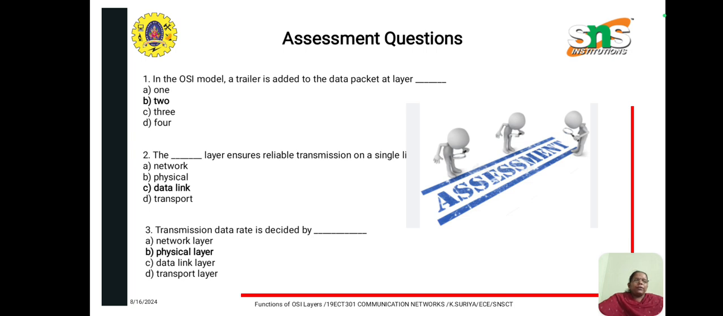Let us take up a few assessment questions. In the OSI model, a trailer is added to the data packet at which layer? Yes, it is at layer 2. The dash layer ensures reliable transmission on a single link. It's nothing but the data link layer. Transmission data rate is decided by the physical layer.